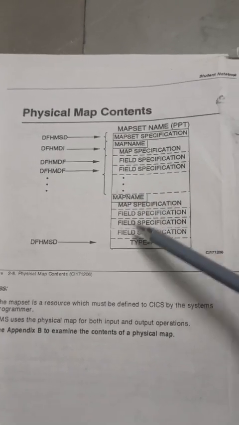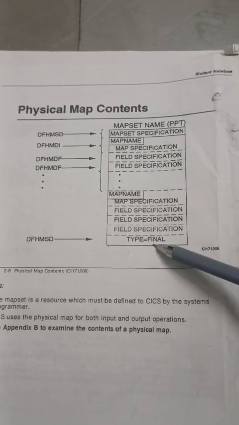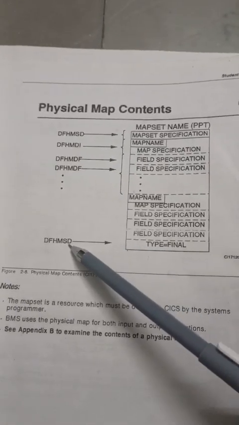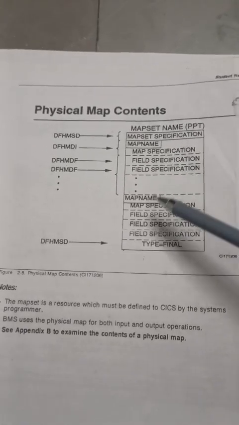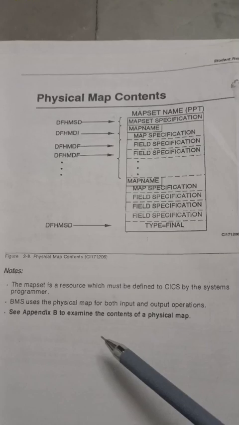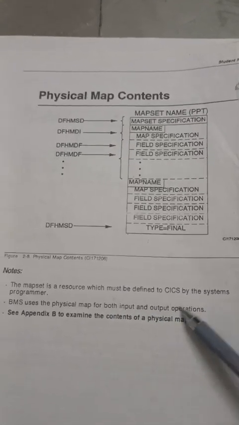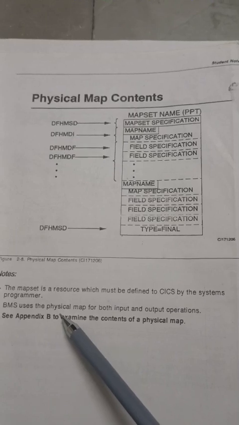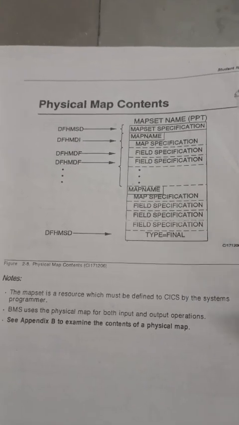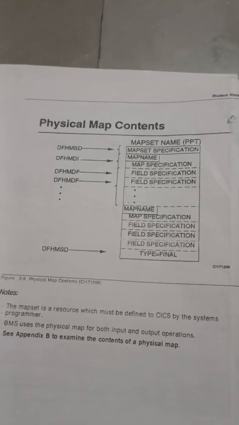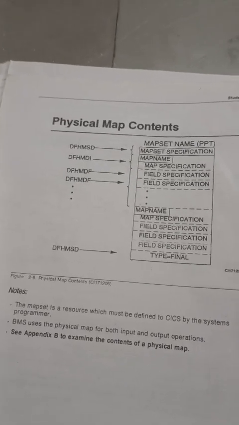To identify that the map set has ended, we have to define the macro name DFHMSD with type equal to FINAL to end the map set. The map set is a resource which must be defined in CICS by the system programmer. BMS uses the physical map both for input and output operations. We can define one map to be used for both input and output operations in the same map set.